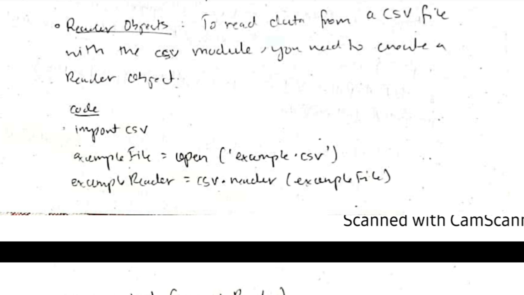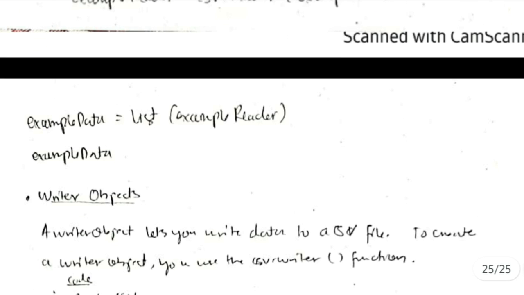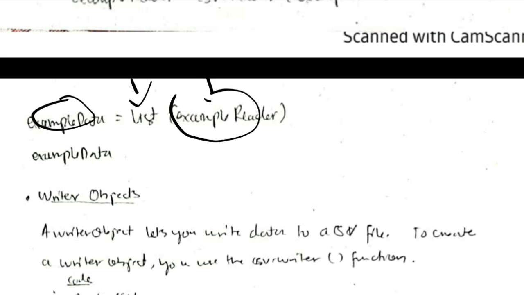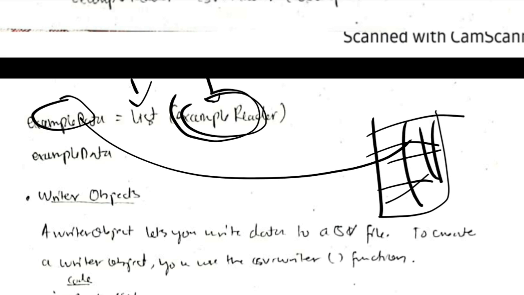Let's discuss the reader object here. To create the reader object, first you will access the CSV file. We can't perform operations directly on the file, so we have to create an object. So we create example file as the object, and pass that file into csv.reader. So you have a reader here. By using the reader, you will be accessing the data. Example data is list of example reader. So example reader will fetch all the data in the CSV, and it will be stored in example data.